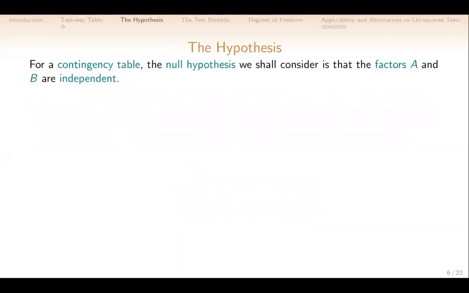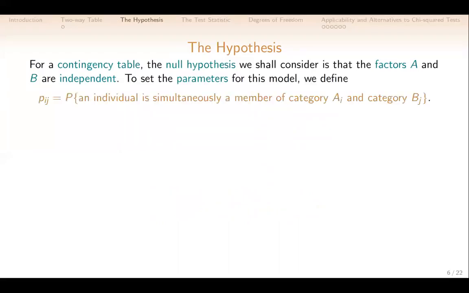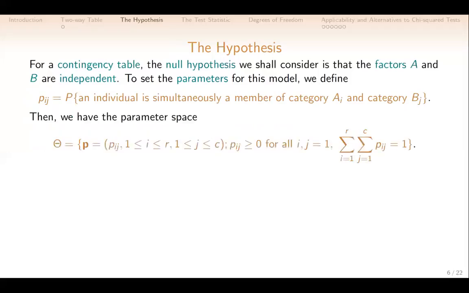So the null hypothesis is we shall consider that the factors A and B are independent. That's the question. So is blood type and RH factor independent? So here are the parameters. P_ij is the probability that an individual is simultaneously a member of category A_i and category B_j. And so then you have a parameter space, and that parameter space is a matrix of numbers indexed by the rows and columns so that they're non-negative and add up to 1.